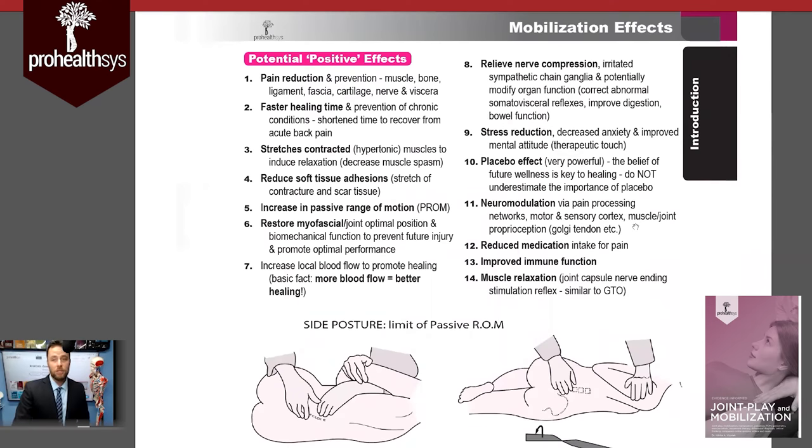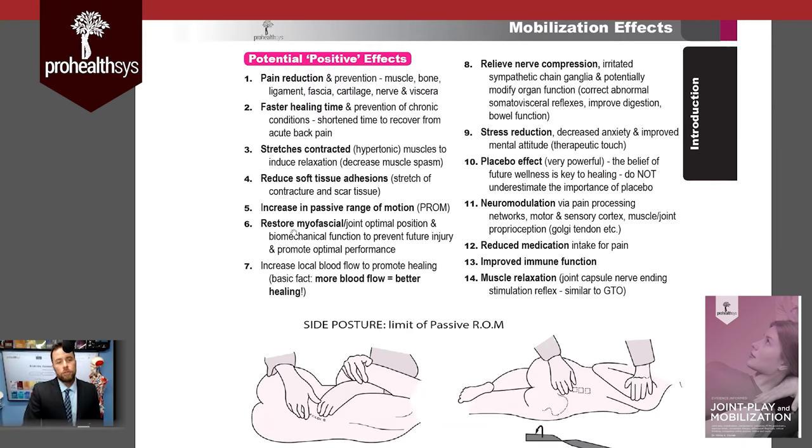So mobilizations, potential positive effects. You should do a screenshot of this. You should understand, why am I going to do this? Number one, for pain reduction, most likely. Someone's got pain in their neck, you're going to help them get rid of that pain in their neck. You're going to be looking at potentially faster healing times, and there is research that supports this. Shortened time to recover from acute low back pain. You're going to stretch contracted tissue. You're going to improve mobility, reduce soft tissue adhesion and tightness, and even contracture of the soft tissue.